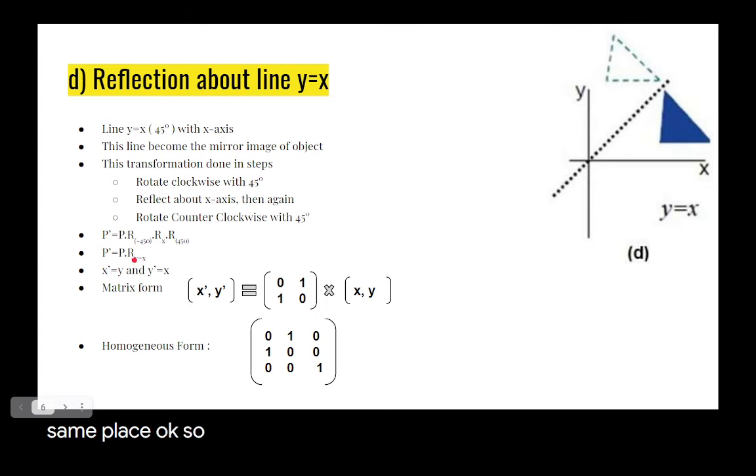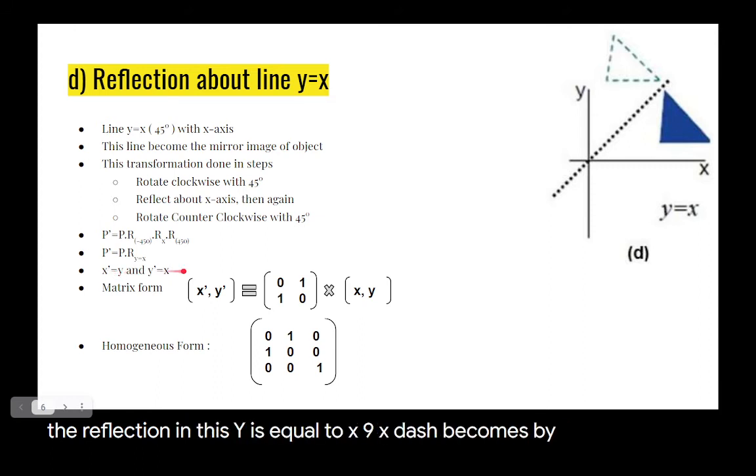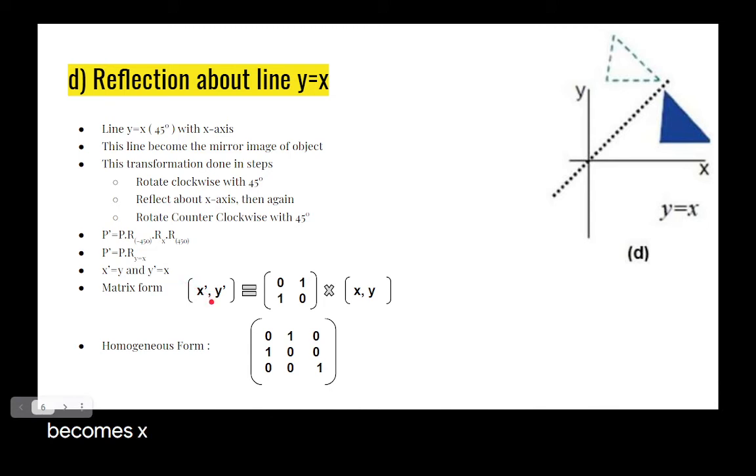Okay, so it represents y is equal to x, and what is that? After the reflection about this line y is equal to x, x dash becomes y and y dash becomes x. So x dash, y dash is equal to the matrix 0, 1, 1, 0 multiplied with x, y, and in the homogeneous form we find this thing. So it is very simple to understand.